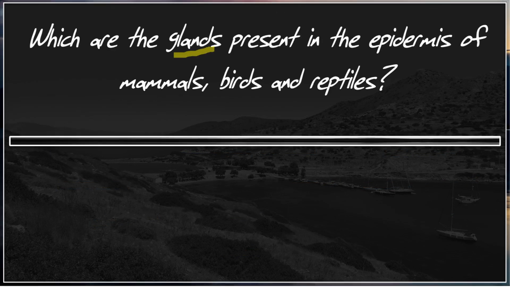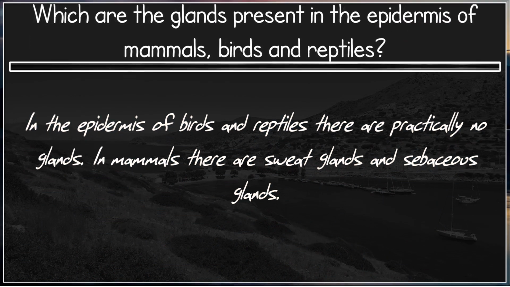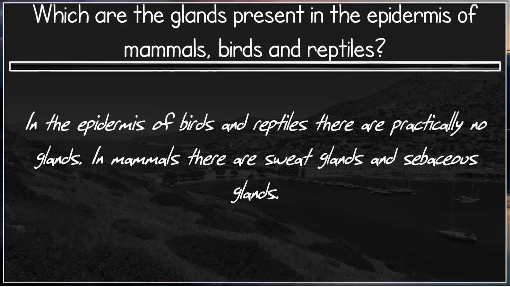Which are the glands present in the epidermis of mammals, birds, and reptiles? In the epidermis of birds and reptiles, there are practically no glands. In mammals, there are sweat glands and sebaceous glands.